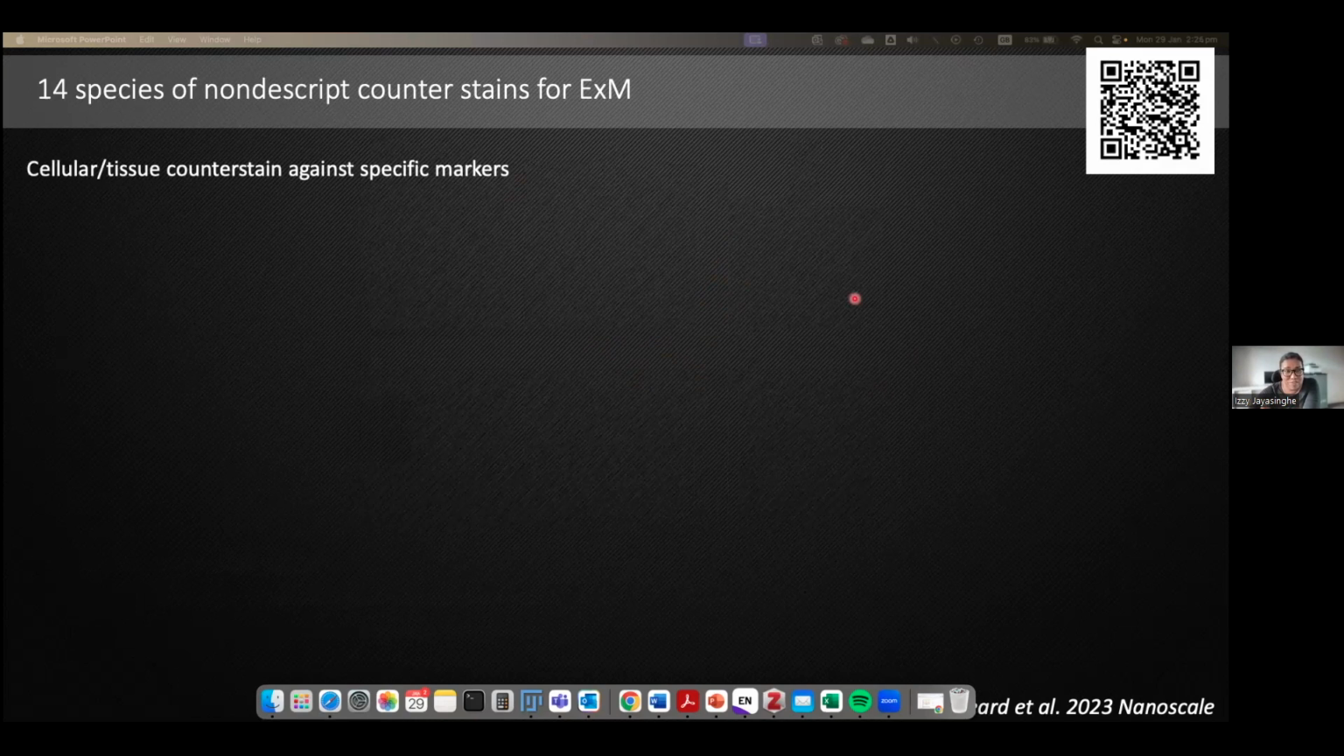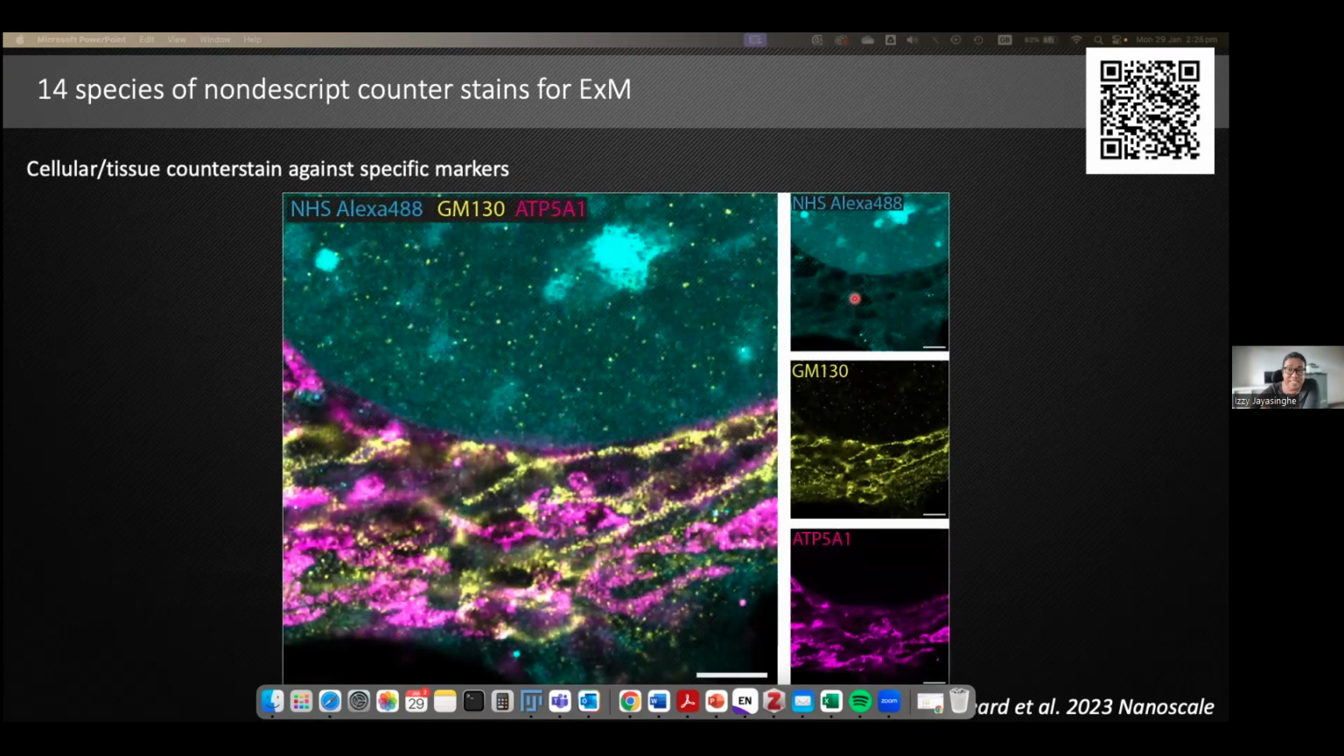And one of the real possibilities that emerged from this was the idea that maybe it could work as counterstains, and certainly other groups had shown that these NHS ester dyes can be used as a sort of background canvas, if you like, to show the context of the antibody labeling that you can use. So this is an example of two antibodies being used, ATP5A1, which is a mitochondrial label, and GM130, I believe, stains the Golgi, used in conjunction with an Alexa488 NHS ester.